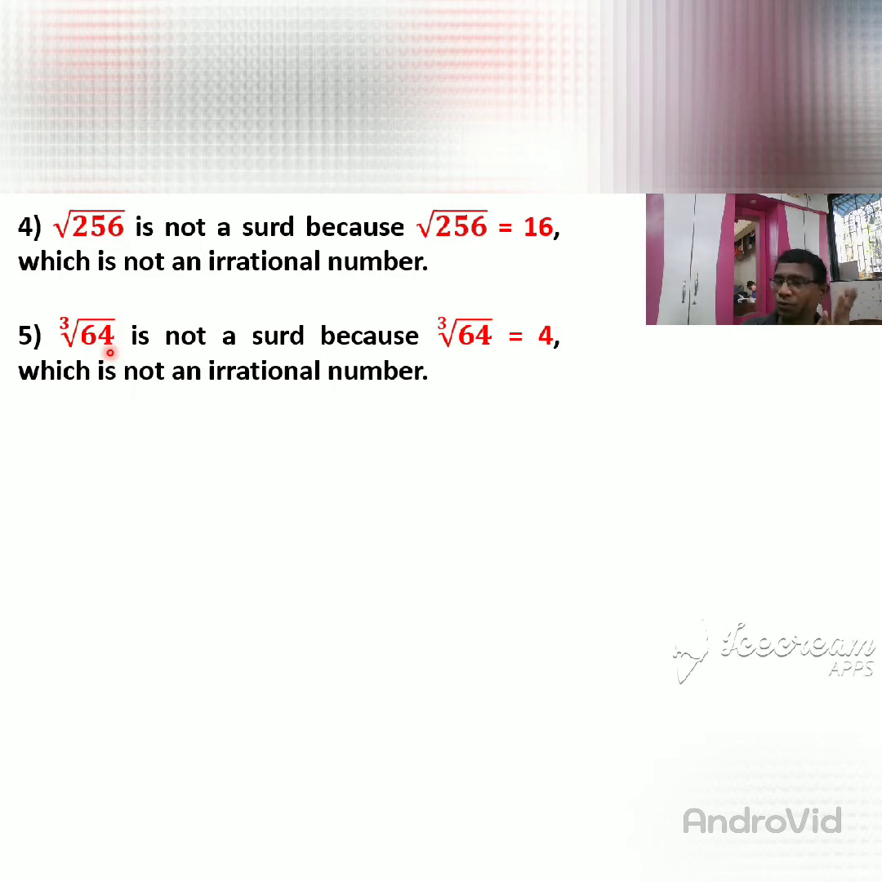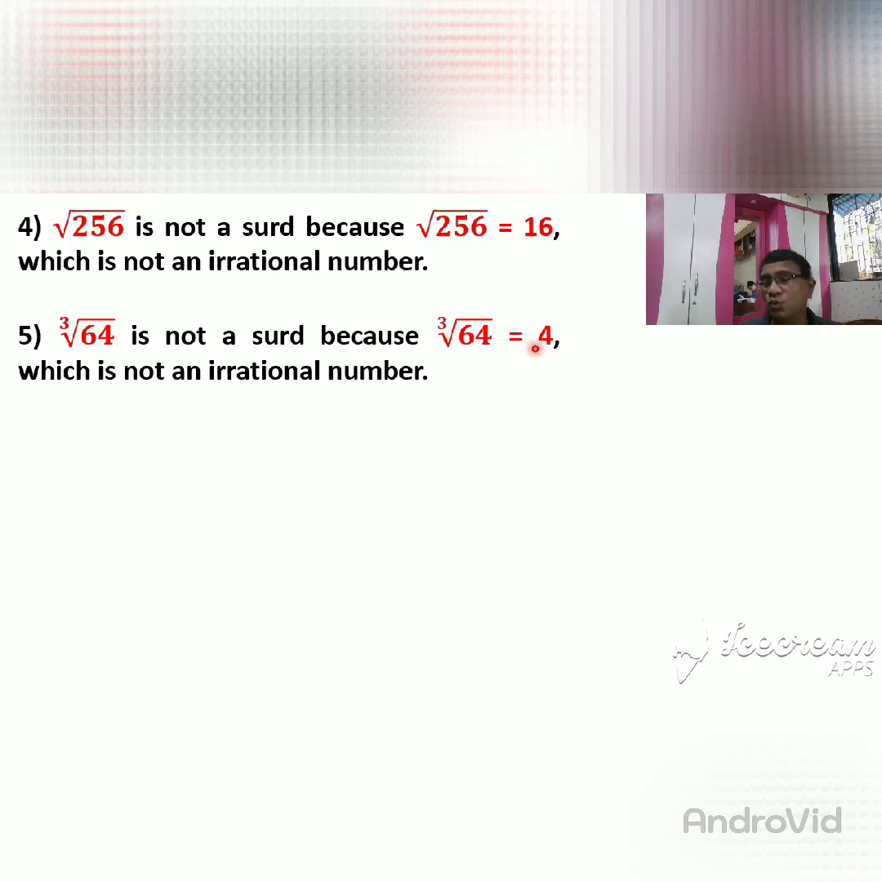So 4 1s are 4, 4 2s are 16, 4 3s are 64. It means that if you multiply 4 three times, 4 1s are 4, this is 1 time. 4 2s are 16, this is 2 times. 16 4s are 64, it is the third time. So the cube root of 64 is 4.